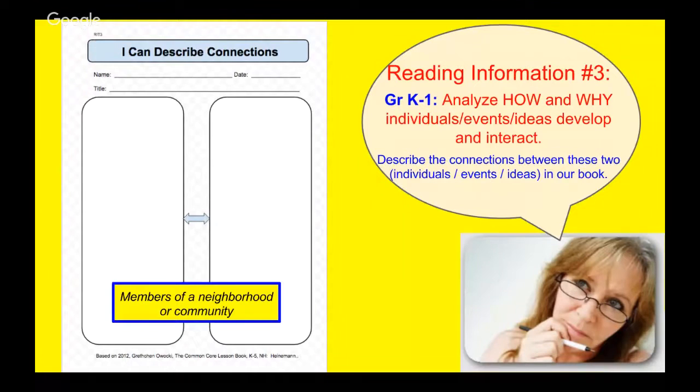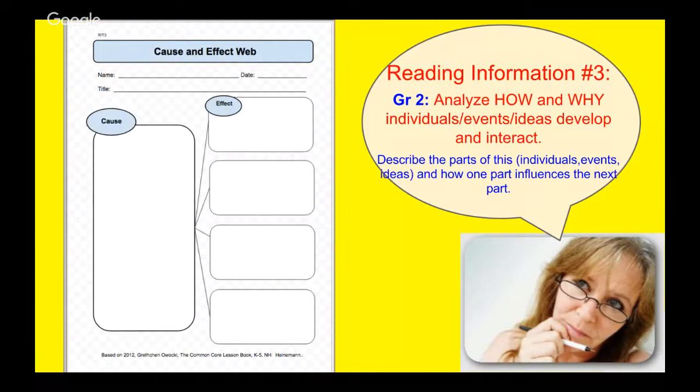Let's now go into reading informational text for Standard 3. And we're not just looking at how and why individuals and events develop and interact. We're also looking at ideas. So it might start out in kindergarten and 1st grade. In social studies, you're looking at people in a community. And so you're making some kind of connection of the relationship.